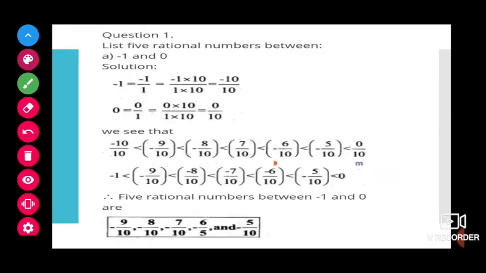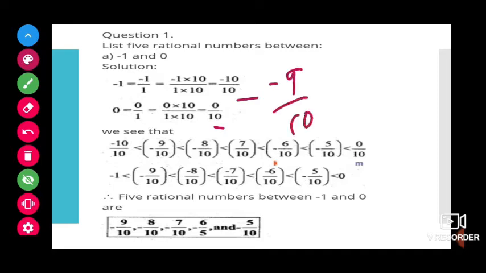Now we will see exercise 9.1. First one, list 5 rational numbers between -1 and 0. Here also, children, 5 we have to insert. So here there is no denominator at all, so commonly I will take 1 as a denominator. So I will multiply with 10 by 10. Both the rational numbers multiply with 10 by 10. Then I will get minus 10 by 10 and 0 by 10.